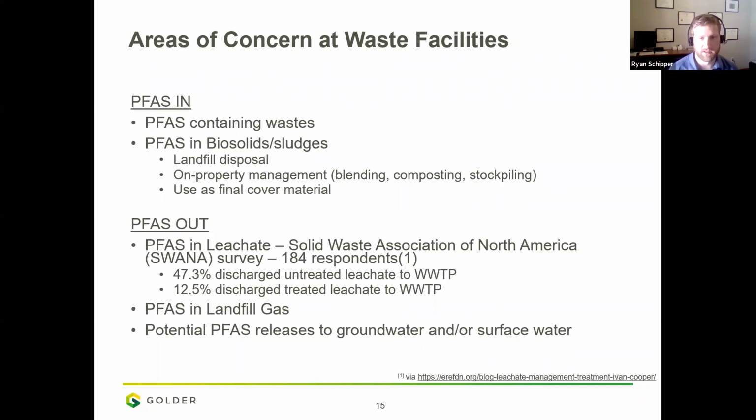PFAS can also be in the landfill gas, again, typically with the precursors, the potential there. And then you also have the potential for PFAS releases to the groundwater or surface water if you have issues with a liner or other releases.